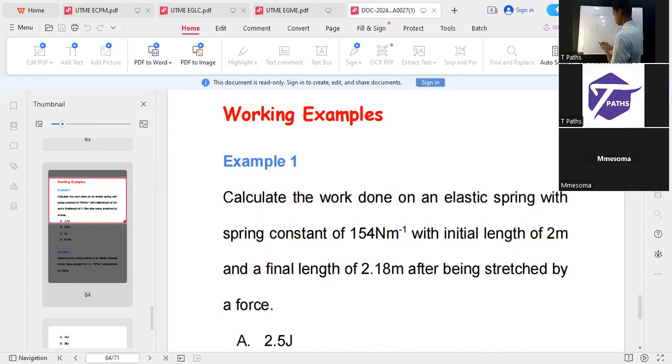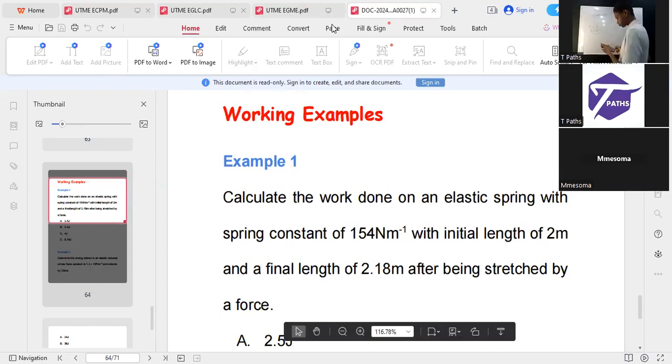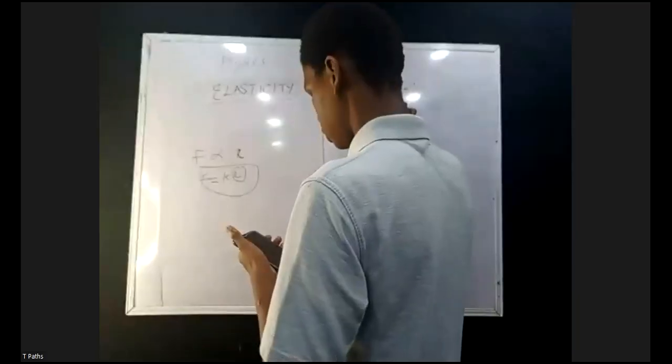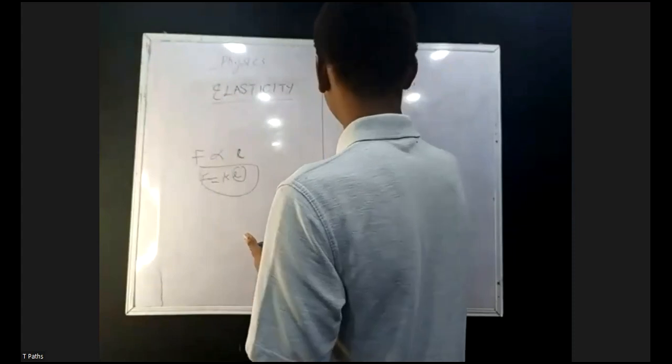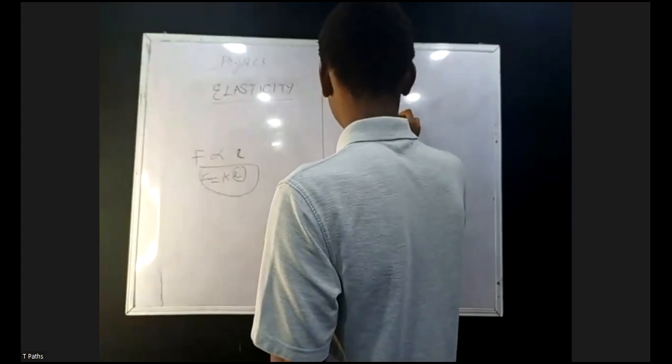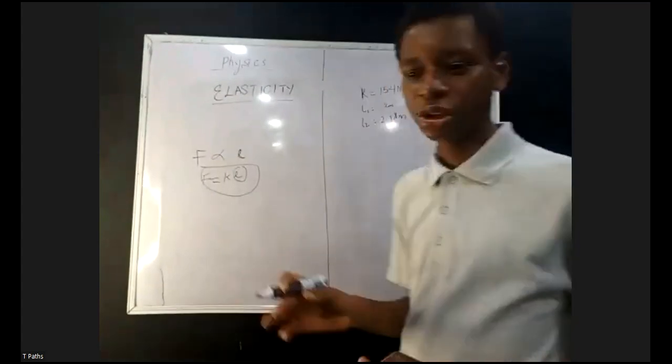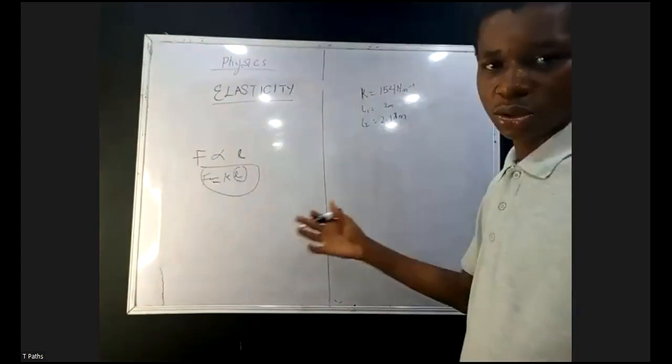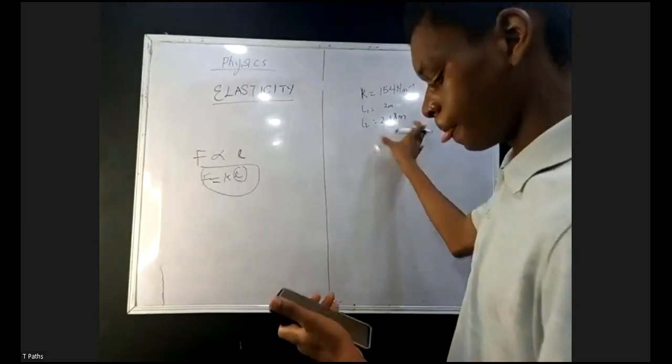So the spring constant, which is my K, spring constant, elasticity constant, force constant, same thing, it's my K, 154 Newton per meter. All right, the initial length, I can see that is L1 is 2 meter, while the final length is 2.18 meter. Don't forget, extension is simply the change in length, the difference in the length of this material as far as it was stretched or compressed. So that's the extension.